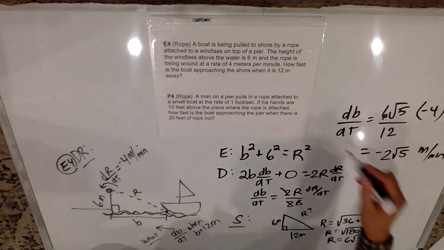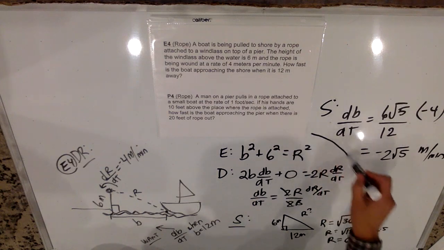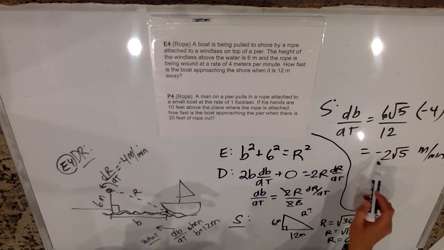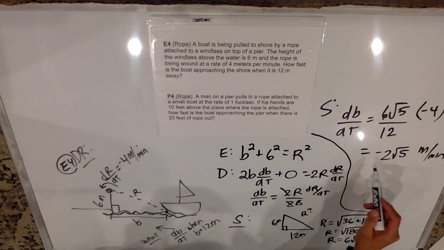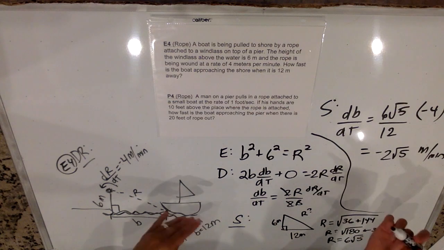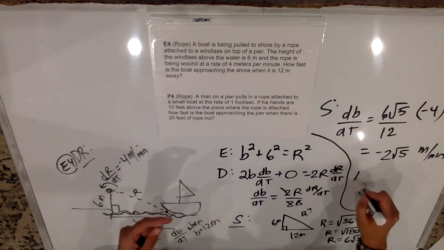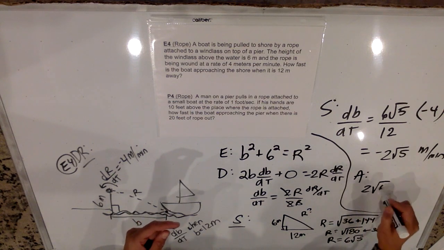And then I want to read the question, right? So this is still substituting. Then I need to answer the question, right? So answering the question is where you actually have to pay attention to the wording. So remember, if you get a negative answer on related rates, you want to see if the wording is such that you don't want to include the negative. It says, how fast is the boat approaching the shore? So my answer is 2 root 5 meters per minute.